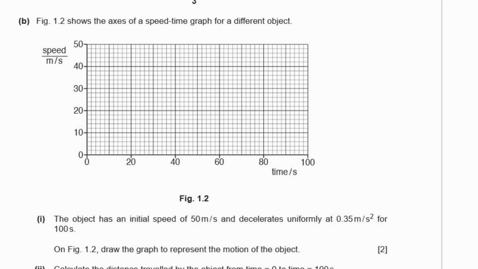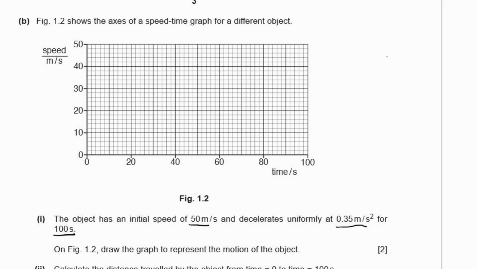B. Figure 1.2 shows the axis of a speed-time graph for a different object. The object has an initial speed of 50 meters per second and decelerates uniformly at 0.35 meters per second squared for 100 seconds. Ooh, that's interesting.